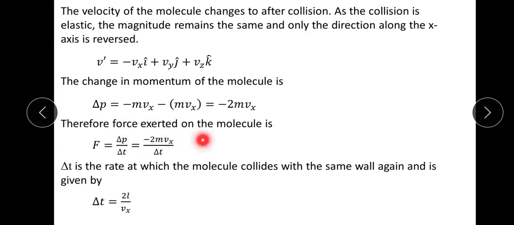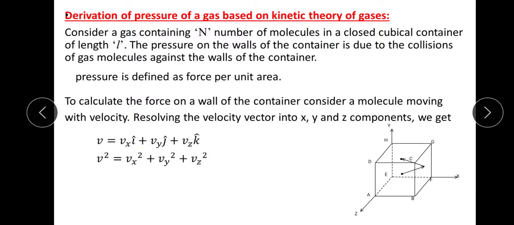Now, if you write the force exerted on the molecule, we know that force is nothing but the rate of change of momentum, so delta P by delta t. Delta P is minus 2mvx. Let us substitute this: minus 2mvx divided by delta t. Now, delta t is the time interval at which the molecule collides with the same wall again. If the molecule has started its motion from this point, moved up to this wall, undergone the collision, and returned to the same point, it has traveled a length of 2L, correct?